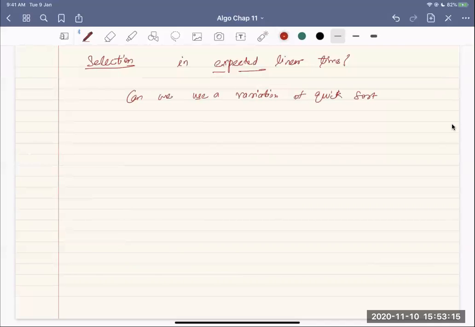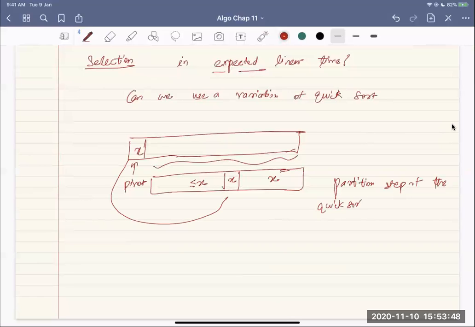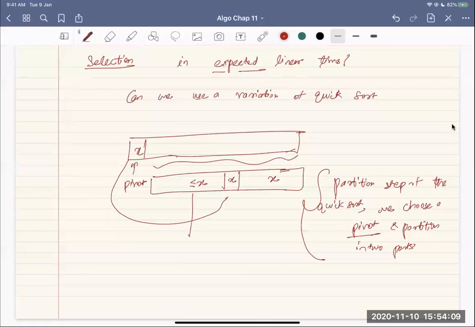What do we do in Quicksort, right? You are taking an array, you take a pivot, and then based on the pivot, you divide this array into two chunks or two parts. This is less than or equal to x, and this is greater than x, and then you put x here, right? This is what you do in the partition step. So in the partition step of quicksort, we choose a pivot and partition into two parts. So this is what we do. And then we recursively call quicksort. So you call quicksort here and call quicksort here, right?